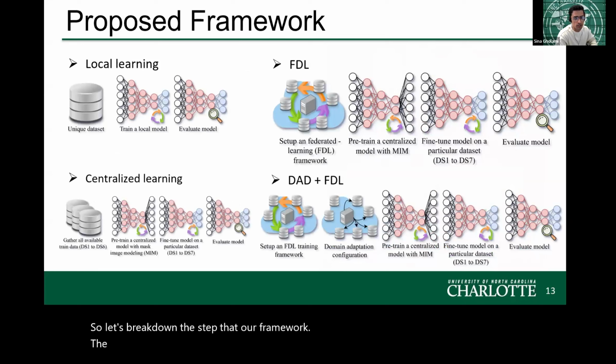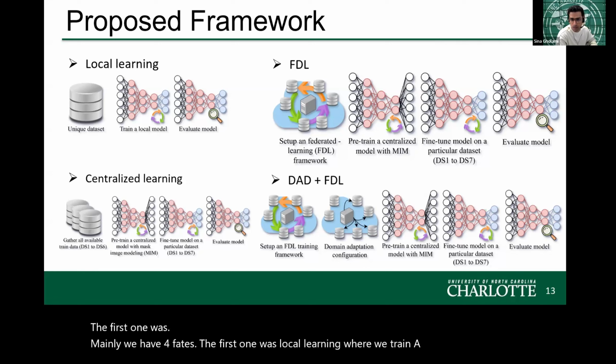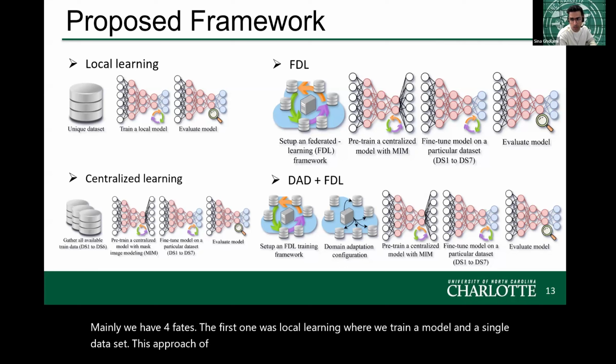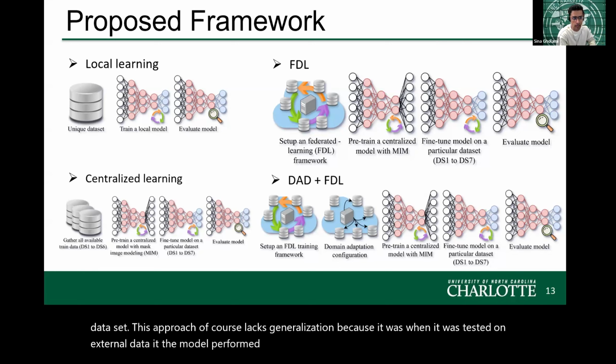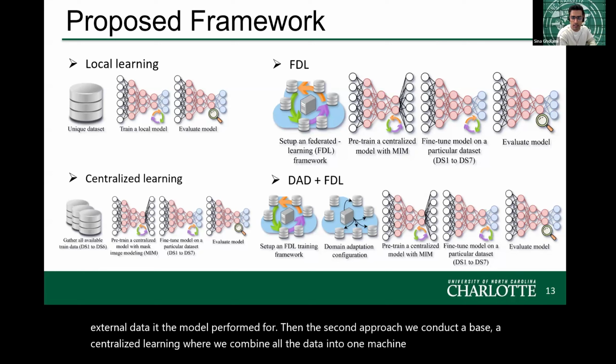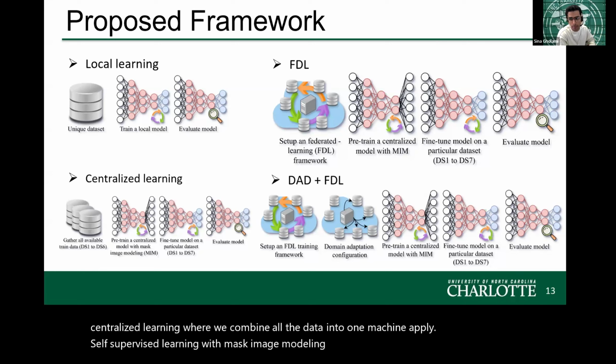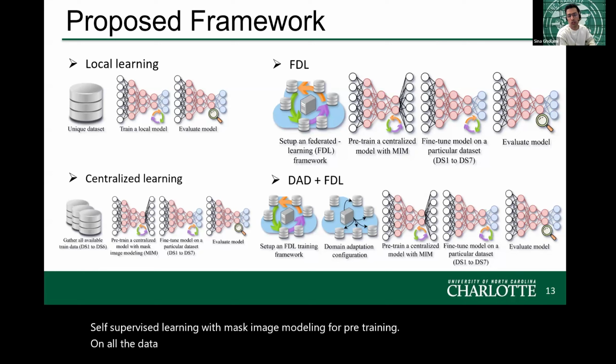We had 4 phases. The first one was local learning, where we train a model on a single data set. This approach, of course, lacks generalization, because when it was tested on external data, the model performed poorly. Then in the second approach, we conduct centralized learning, where we combine all the data into one machine, apply self-supervised learning with masked image modeling for pre-training on all the data, and then fine-tune over each data set. It has good performance, but there was a privacy concern.